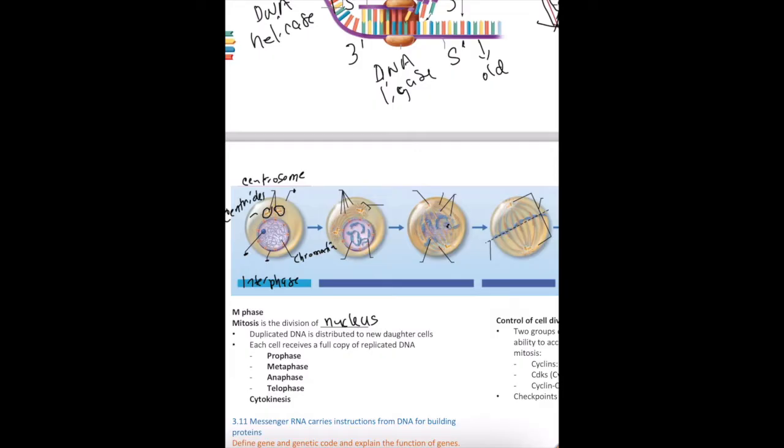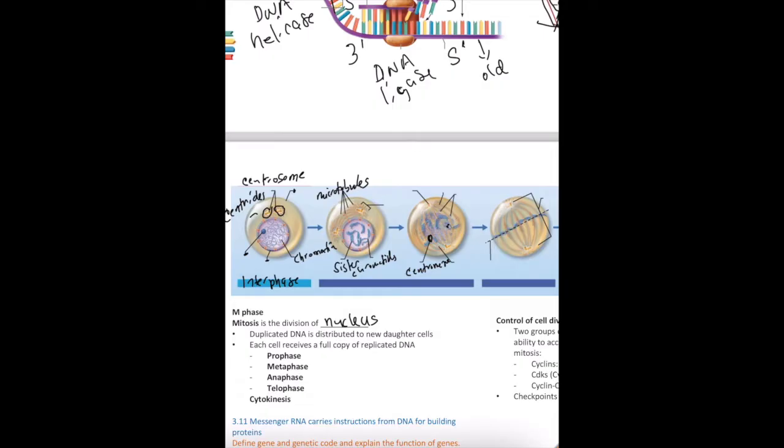Centrioles have what's known as these different microtubules. So these microtubules, they are going to play a key role in moving these different sister chromatids apart. So these sister chromatids, they are going to be held together by what's known as a centromere. So the centromere, that's this part here that's keeping these two sister chromatids held in place here.